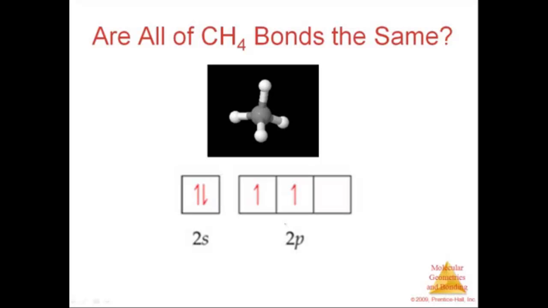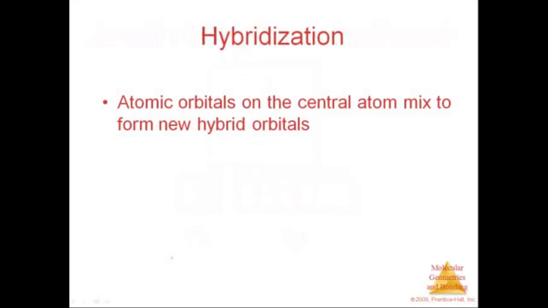Now, if in fact I have s and p electrons, wouldn't these bonds be different, an s type and a p type that combines with the s from the hydrogen? And in fact, these are all the same. In order to explain why they're all the same shape, we use this concept called hybridization. Hybridization is where atomic orbitals on the central atom mix to form new hybrid or mixed orbitals.